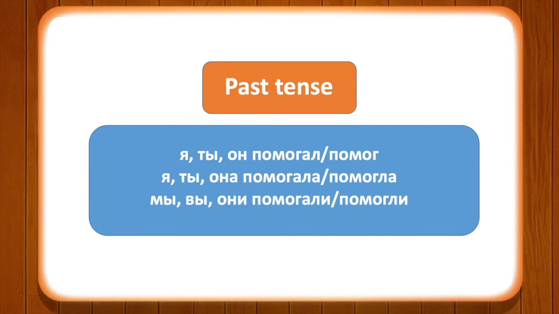Ya ti on pamagal, ya ti on pamok, ya ti ana pamagla, мы, вы, они помогали, мы, вы, они помогли. So here is how we change these verb conjugations in the present form as well as in the past form.